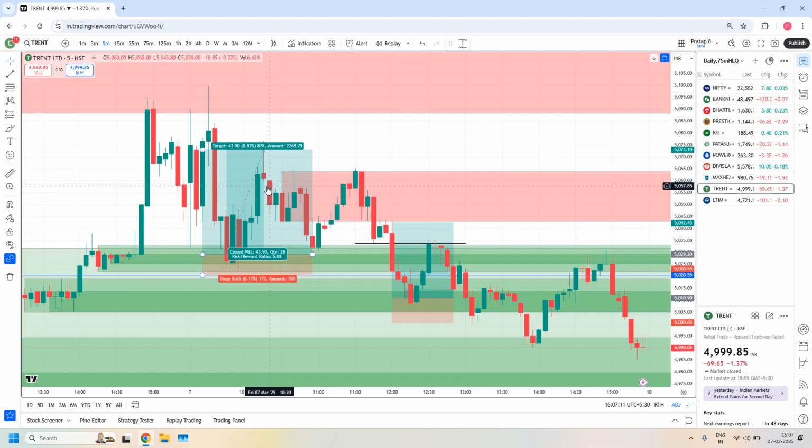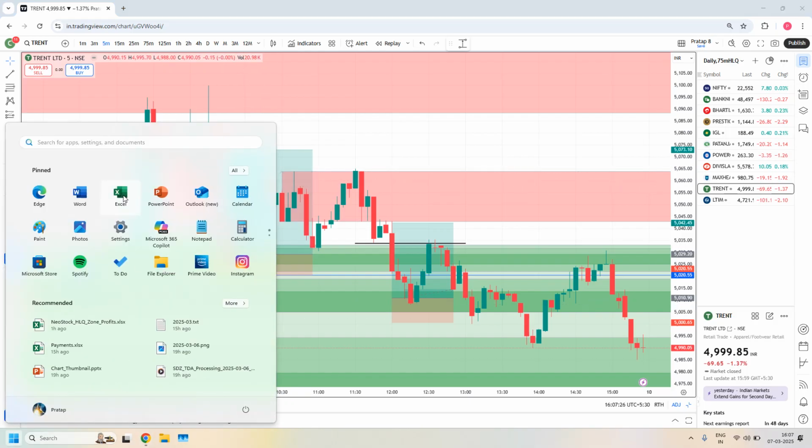Out of all three, 1:5 RR is the maximum profit our software has given today. That is the opportunity it has given. Some of you might have utilized it. So up to the 1:5 RR level, what is the profit we got? That is what I am calculating. Let me open the Excel sheet.